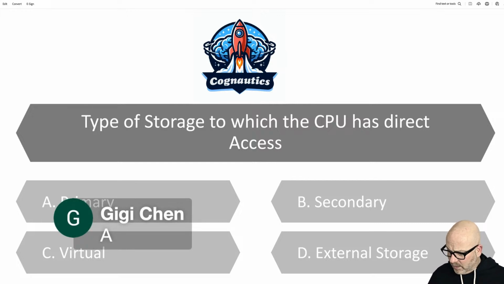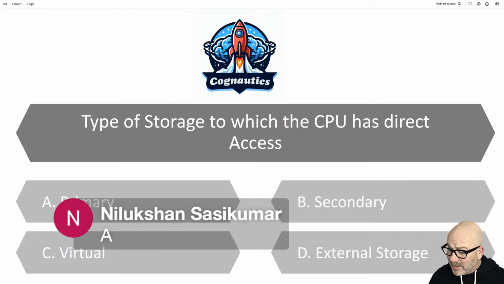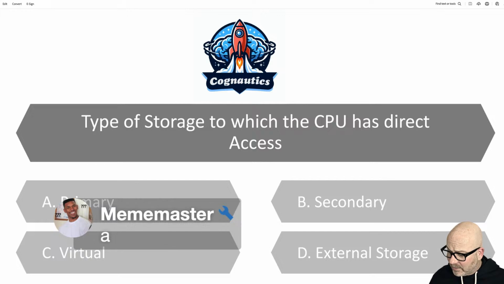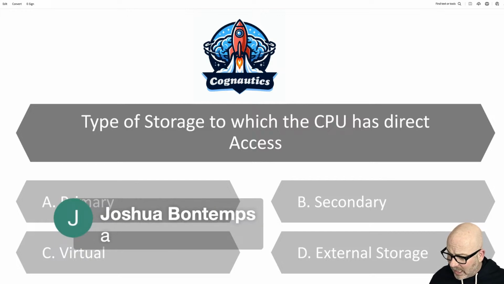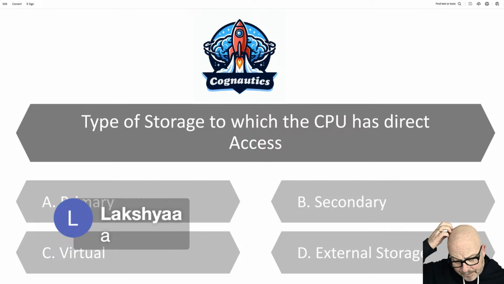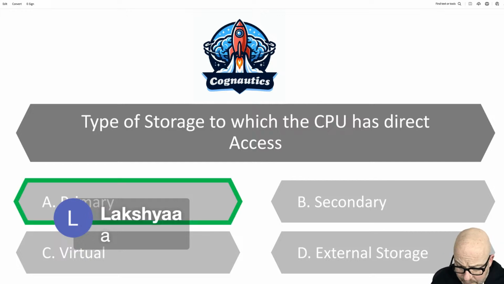But let's have a look. We've got Giggy said A. We've got Dan said A. We've got No said A. We've got Nilikshan said A. We've got Meme Master said A. And we've got Josh who said A. And we've got Lakshare, hi Lakshare, who said A as well. So you are all absolutely outstanding. I think you've done really well here. It is primary storage, okay?